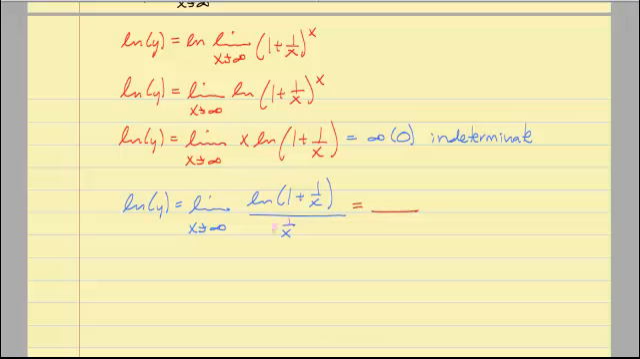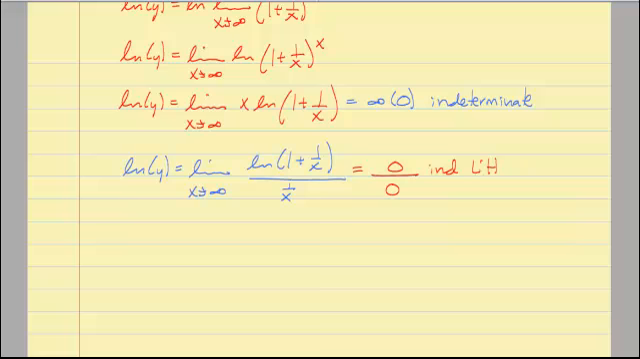First of all, in the denominator, 1 over x as x approaches infinity goes towards 0. This fraction 1 over x goes towards 0, and the natural log of 1 is 0. So now I have that lovely indeterminate L'Hopital's, and I can apply L'Hopital's rule. So for L'Hopital's rule, I have the natural log of y equals the limit as x approaches infinity. L'Hopital's rule says I take the derivative of the numerator over the derivative of the denominator. It's not the quotient rule.